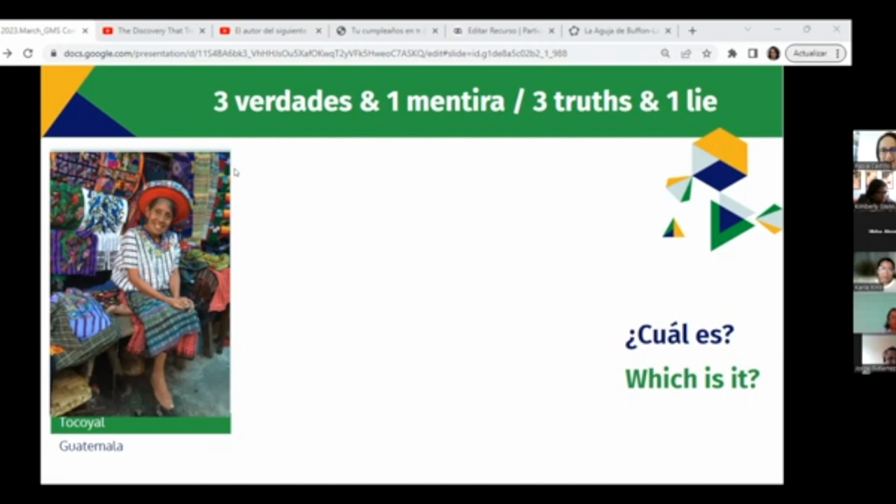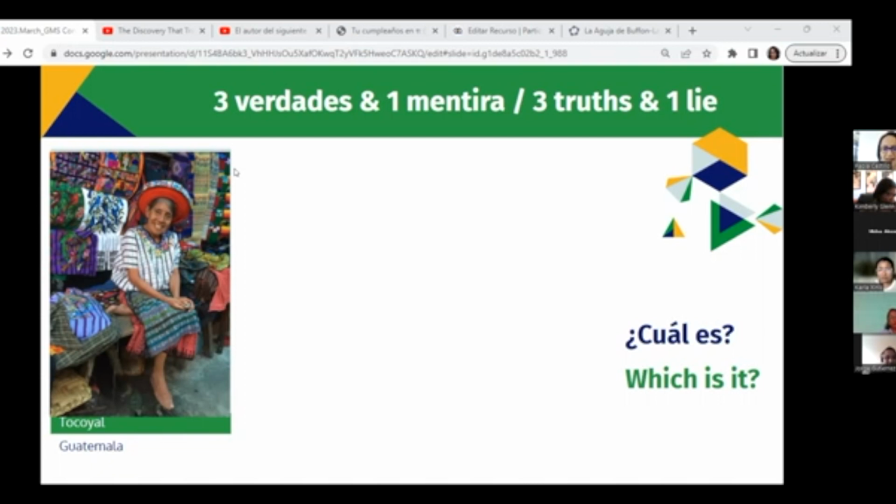Actually, the interesting thing about the tocoyal is that you can make a tocoyal with different kinds of ribbon, about 16 to 21 meters, so about 50 to 60 feet. So that's a lot more than 2 meters. Maybe 10 times longer. Okay, now that we're warming up, let's do it again. This is the next one.